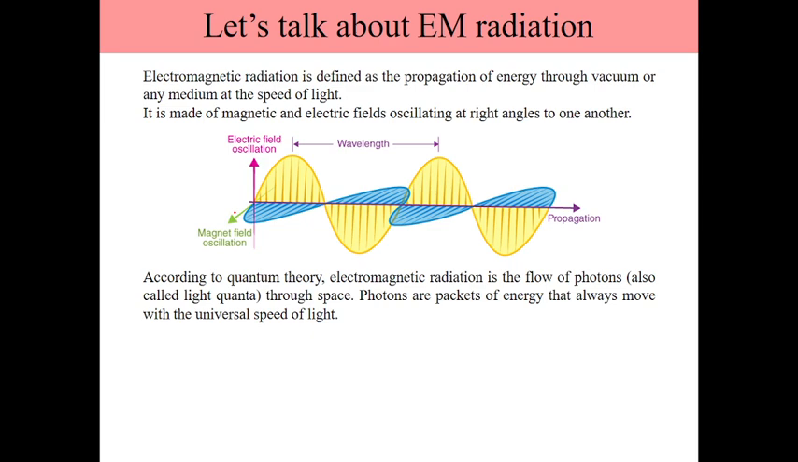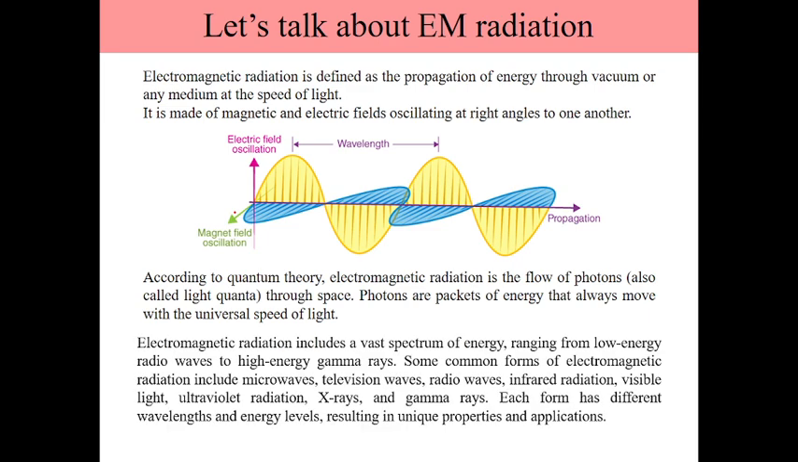According to quantum theory, electromagnetic radiation is a flow of photons. Photons are packets of energy, also called light quanta, and they are moving at the speed of light. Now electromagnetic radiations include a vast spectrum of energy, ranging from very low energy radiations such as radio waves and microwaves to very high energy radiations such as gamma waves. Some common forms of electromagnetic radiations include microwaves, television waves, radio waves, infrared radiation, etc.